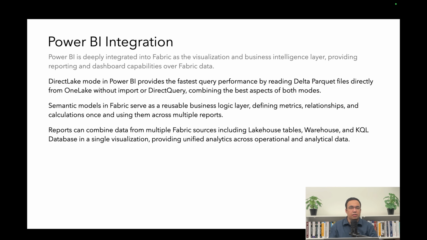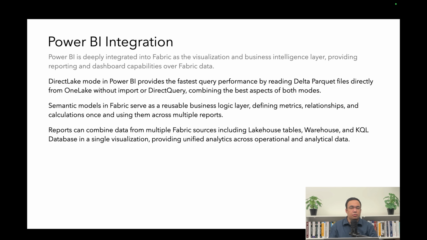Semantic models in Fabric serve as a reusable business logic layer. A semantic model defines metrics, relationships, and calculations once. Then multiple reports can use the same semantic model, and this ensures consistency because everyone is using the same business logic. It also reduces duplication because you're not redefining the calculations in every report.